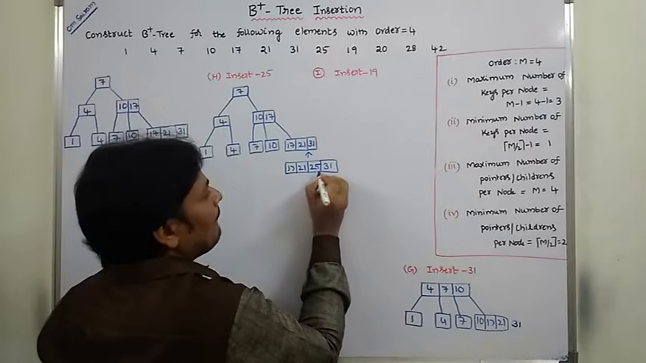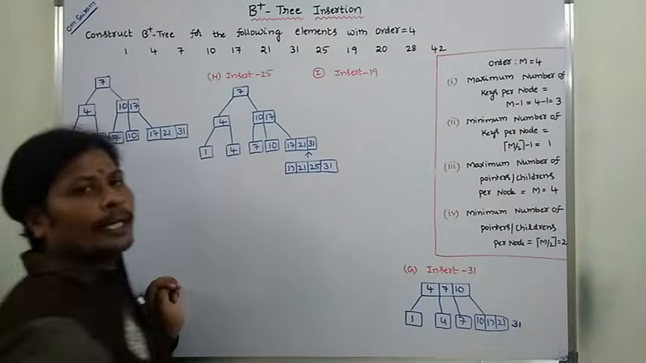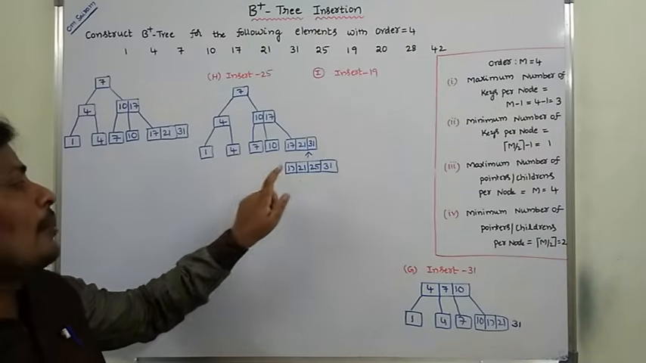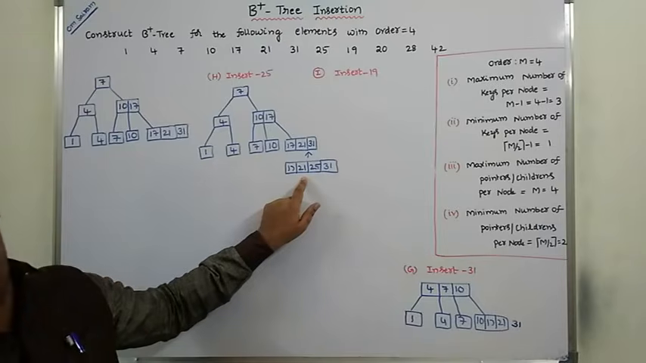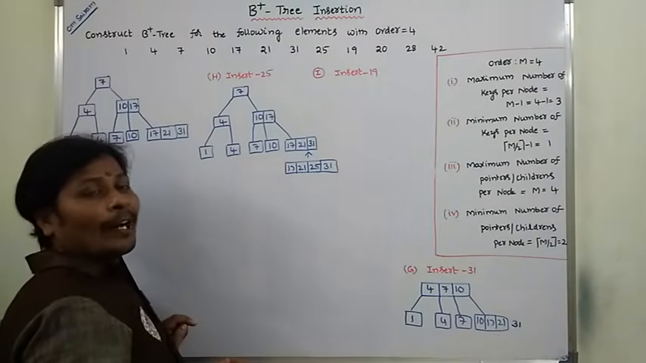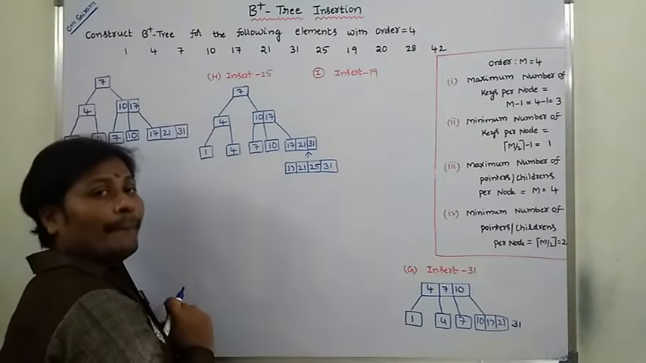But this is not a valid node because it violates property 1. The maximum number of key elements per node is equal to 3, but this node contains 4 key elements. So we have to perform the splitting operation. The splitting operation can be performed at the middle node.